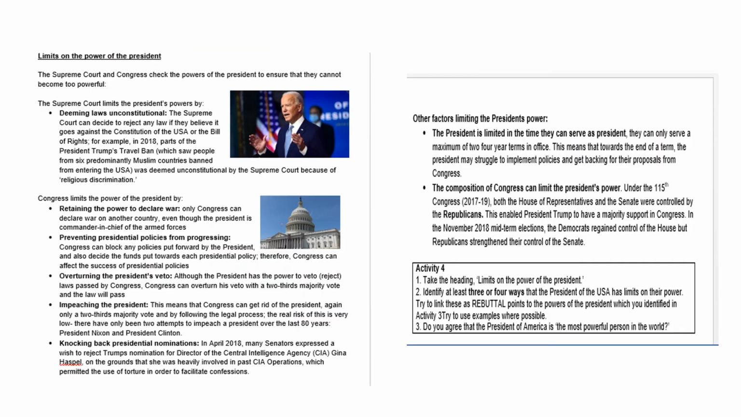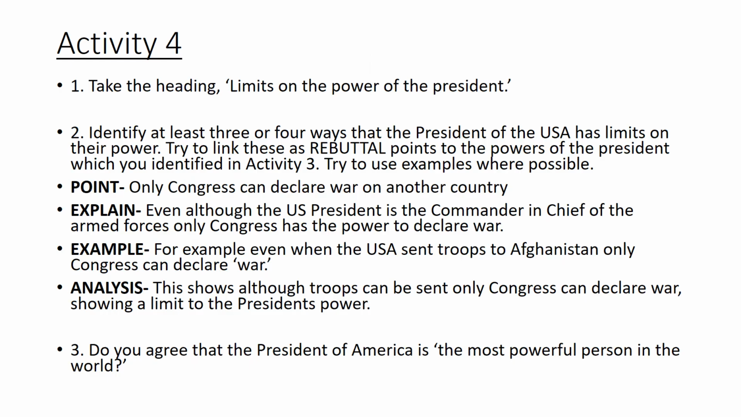Then we've also got the limits on the powers of the President of the USA. So this page in your booklet discusses a wee bit on the limits that the US President has to his power. So for activity 4, you're looking to take down the heading limits on the power of the President, and you're looking to identify at least 3 or 4 ways that the President of the USA has limits on their power. Now try to think of these as like rebuttal points to the powers of the President, which you identified in activity 3, and again try to use examples where possible.